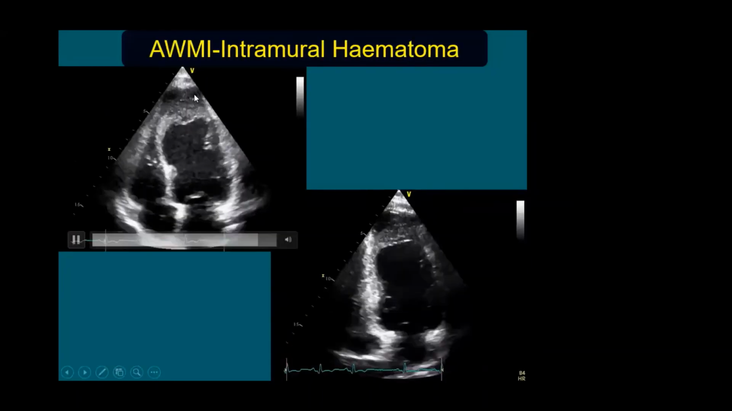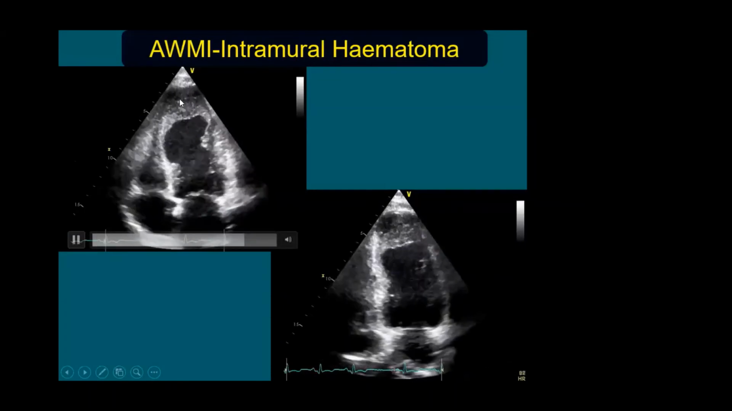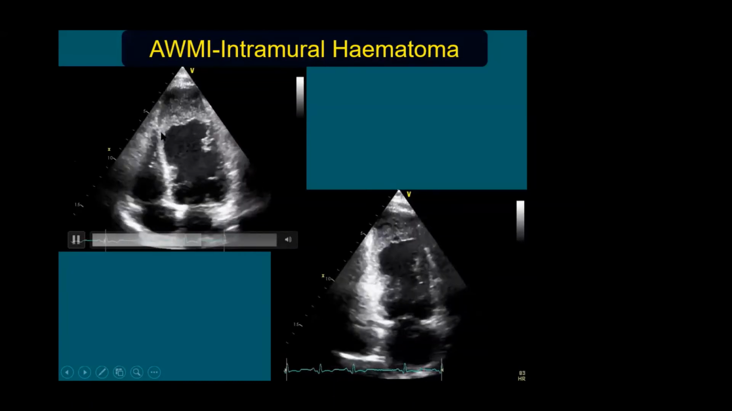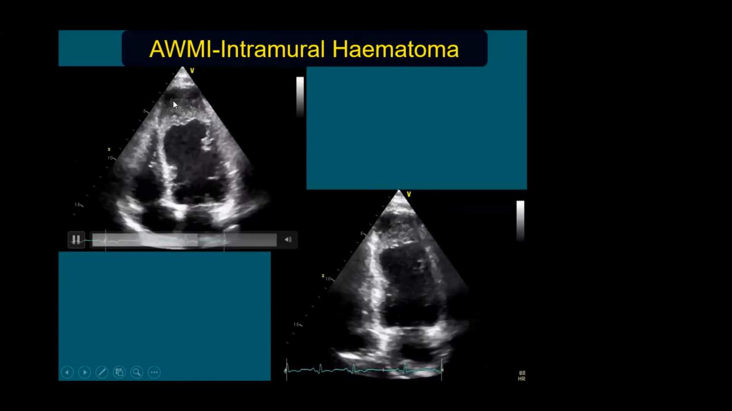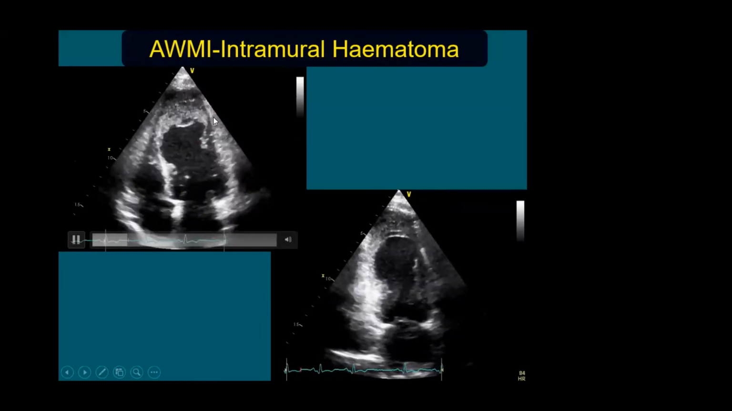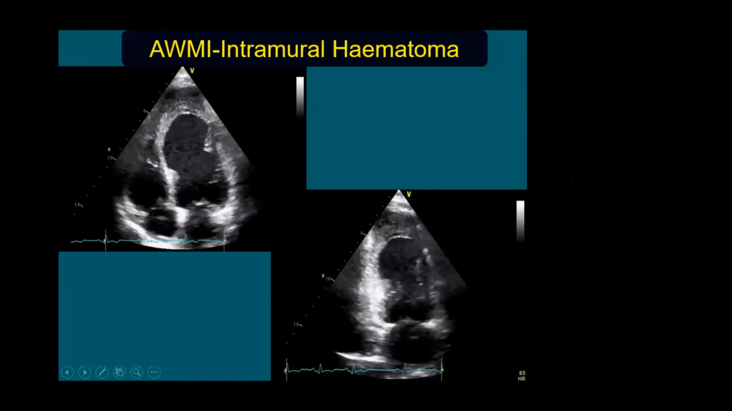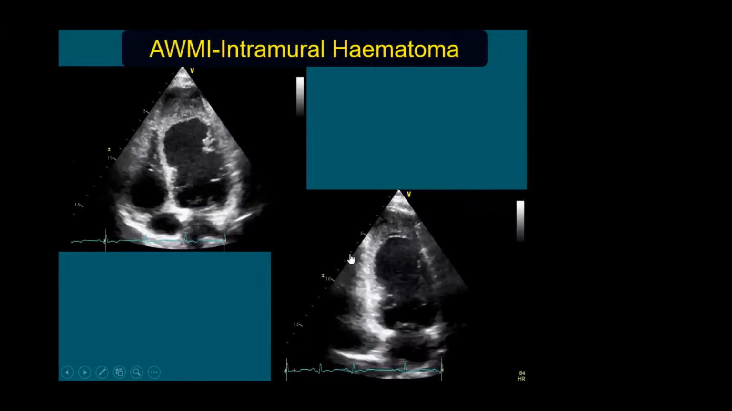And this is a mass present inside the left ventricle. So this one mimics left ventricular thrombus, but this is actually intramural hematoma, blood leakage in between the layers of the left ventricular muscle itself and producing intramural hematoma.